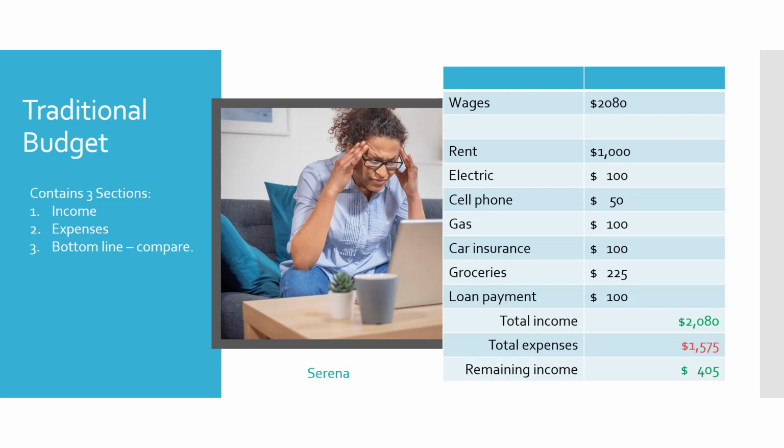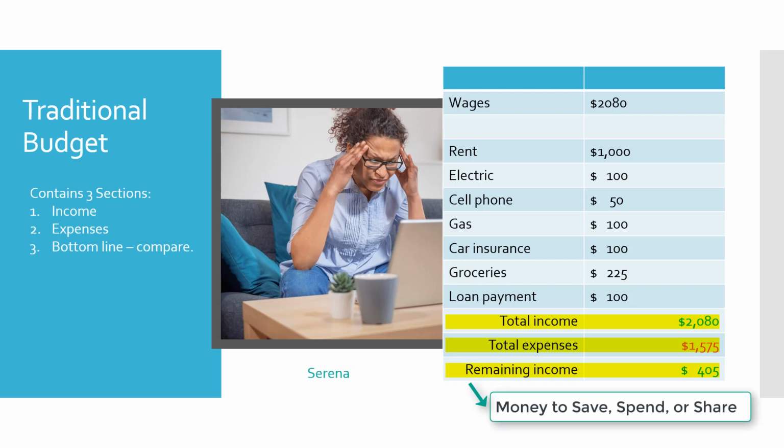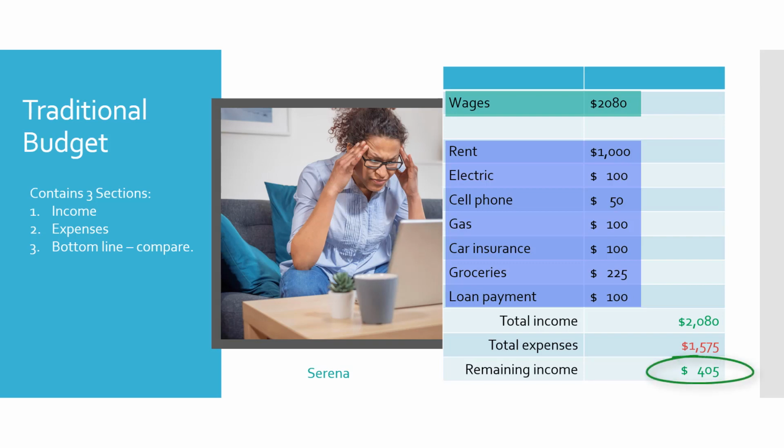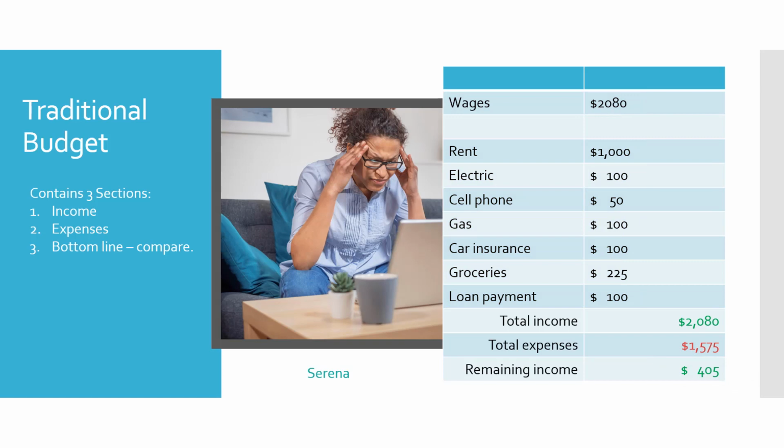This is a very straightforward traditional budget. Income minus expenses equals our balance, or saving money, spending money, and sharing money. Serena is trying to understand why it feels like she is constantly behind in her bills. To keep this example simple, we've kept her bills minimal. She doesn't have a lot of expenses. She completes this traditional budget, income minus expenses, and sees that she has approximately $405 left over every month. She doesn't feel like that's true. So let's look at another method of creating a spending plan, a cash flow budget.